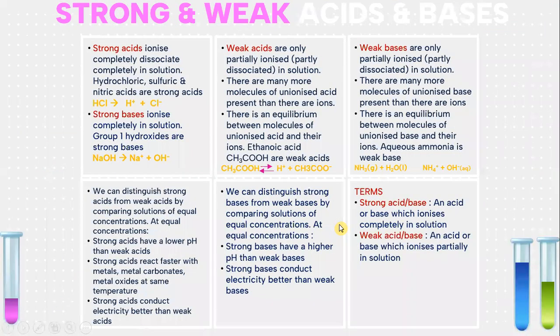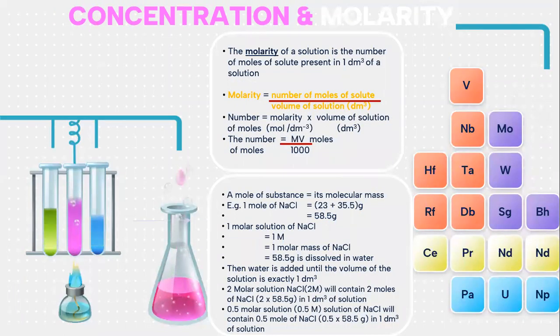So you can see here, a 1 molar solution of NaCl means 1 mole, the molar mass of NaCl, equivalent to 58.5 gram, dissolved in water. Then water is added until the volume of the solution is exactly 1 decimeter cube. So if we want to get a 2 molar solution of NaCl, that means it will contain 2 moles of NaCl. What you have to do is 2 times 58.5 gram in 1 decimeter cube of solution.